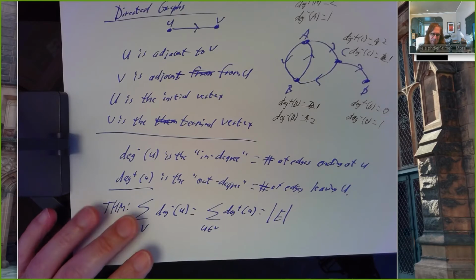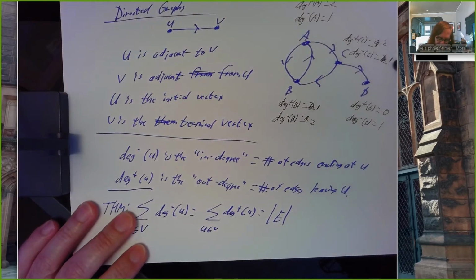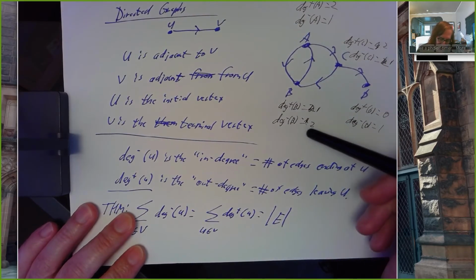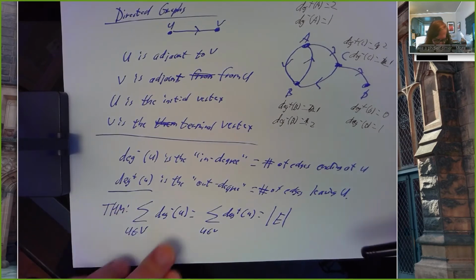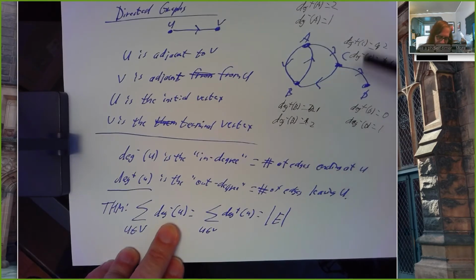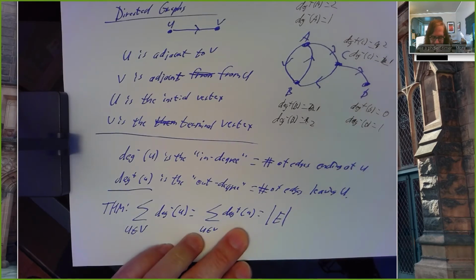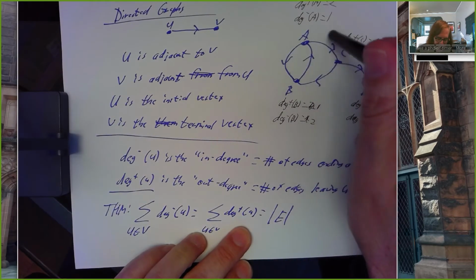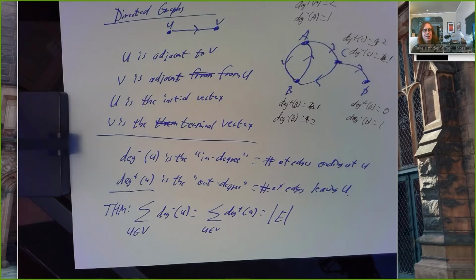So add up the incoming degrees. We have 1, 2, 3, 5. So that's the sum of the in degrees. If we add the out degrees, that's 2, 4, 0, and 1 is 5. And 5 is 1, 2, 3, 4, 5, the number of edges in the graph. So that's a cool little theorem.